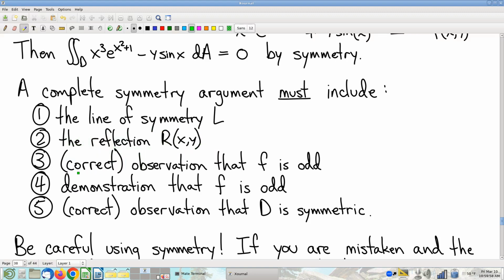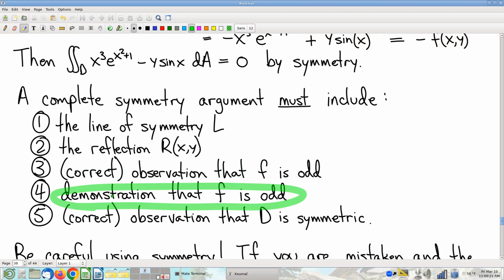You've got to make the observation that f is odd. You also have to be right about that. You can't just claim something's odd and say, well, I have 20% credit because I claimed it's odd. If it's not odd, then that's not worth anything.